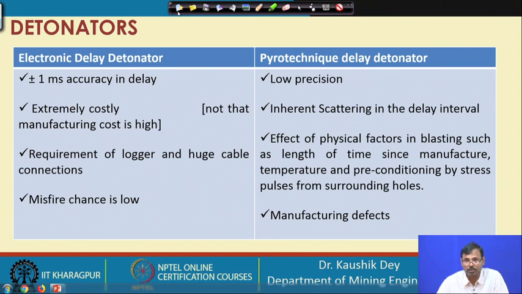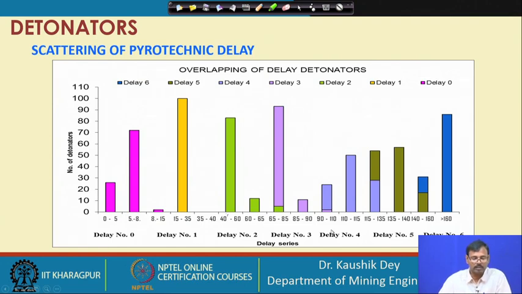So, with time its quality deteriorated and the performance deteriorated. That is why manufacturing defects are very high in these pyrotechnic delay detonators. Let us see some already tested scattering of the pyrotechnic delay detonators, how it is scattering.